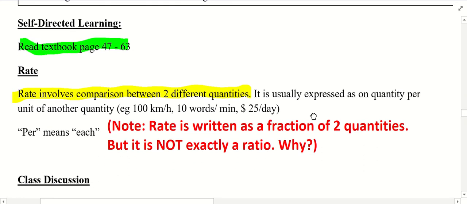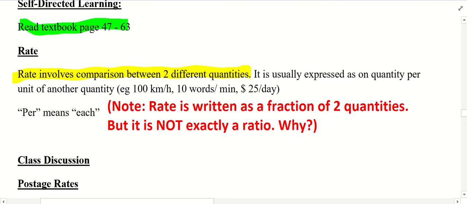Let's look at what rate means. Rate involves a comparison between two different quantities. Two different quantities is usually expressed as something per something, such as 100 kilometers per hour, 10 words per minute, and $25 per day.